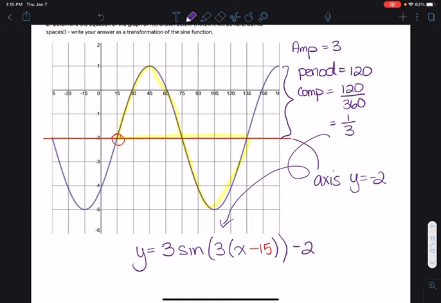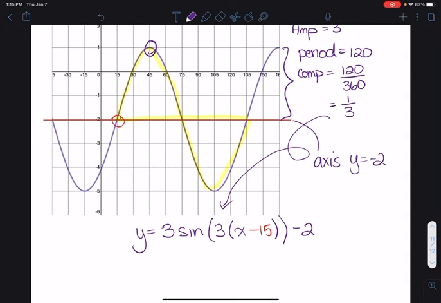So that's my equation. Now I could have written it as a cosine equation and made this my start. As a cosine equation with this as my start, it would be the same. Y equals 3 cosine 3. The period and the amplitude don't change. Just the shift changes. So that would be x minus 45 minus 2.